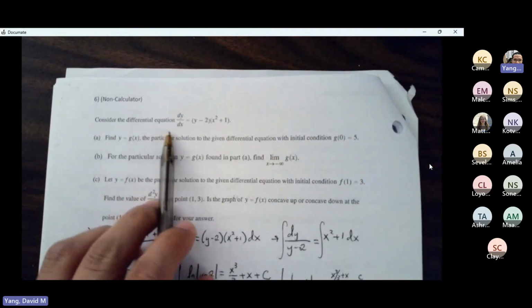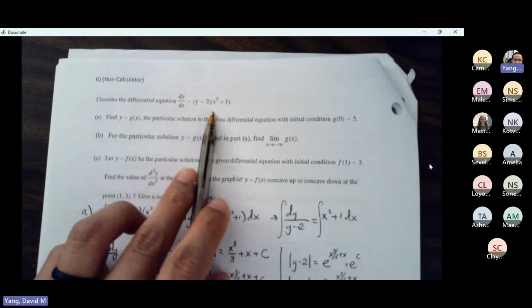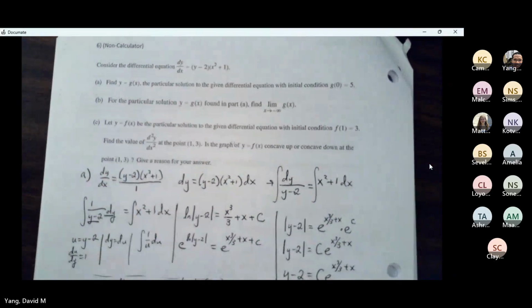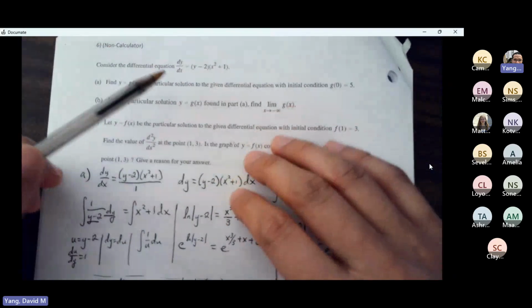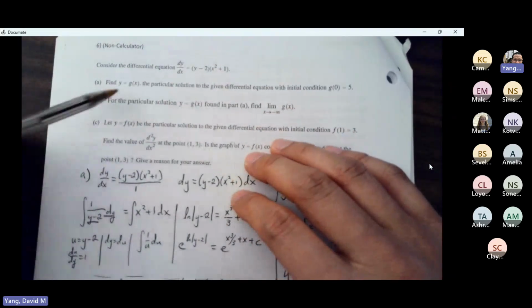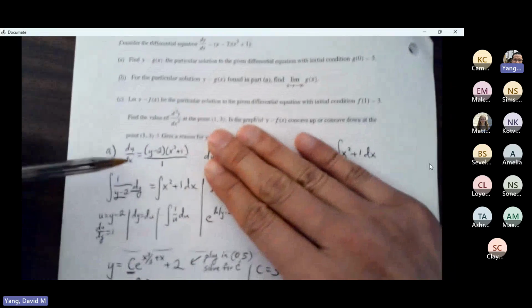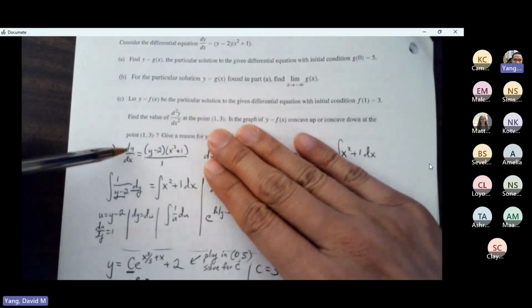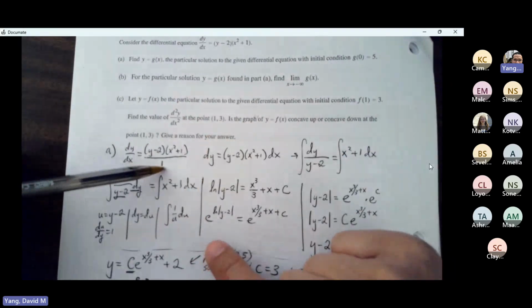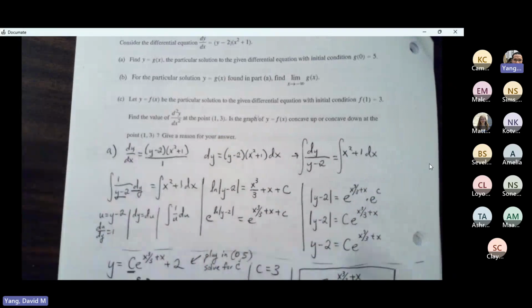All right, again, non-calculator, consider a differential equation, dy dx. Anytime I see a differential equation and I'm asked to separate the variables, I'm always going to try to create a fraction equaling a fraction. So I'm going to put a 1 underneath. And now I'm just going to cross multiply.